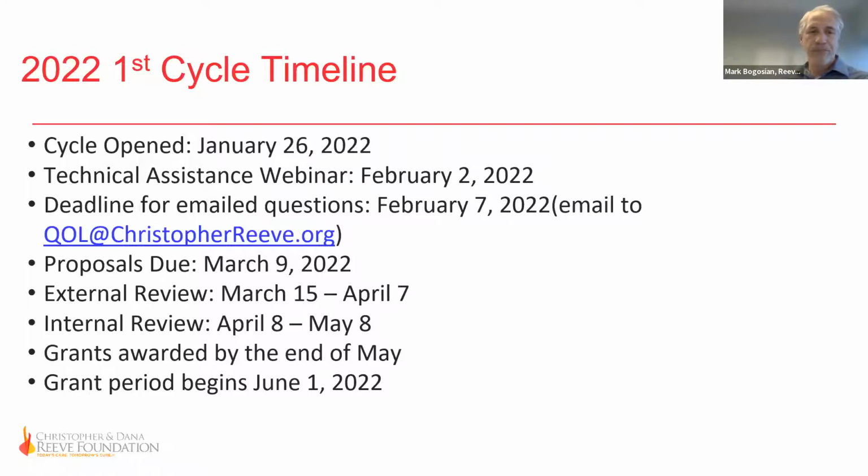And here's a quick outline of the cycle. Today's the webinar. The questions are due on the 7th. We then are looking at a proposal deadline of March 9th, again at 11:59 p.m. Eastern time, and the system will shut off at that point, so no exceptions will be allowed by the system past that deadline. We're then going to be reviewing these applications in 2 separate review teams from March 15th through May 8th. So there's a really long period of review, a very intense period, and then grants are going to be awarded at the end of May, with the grant cycles beginning on June 1st.